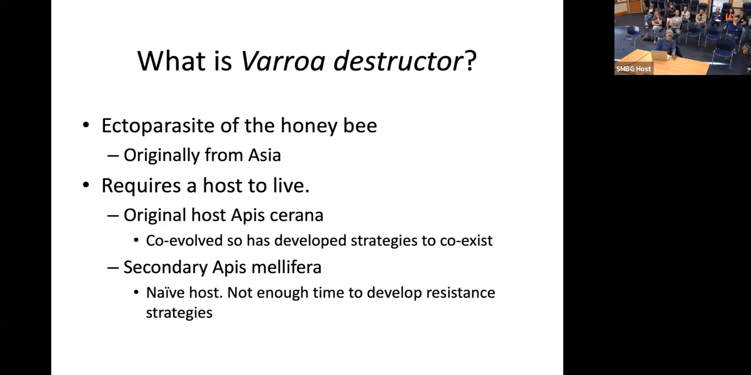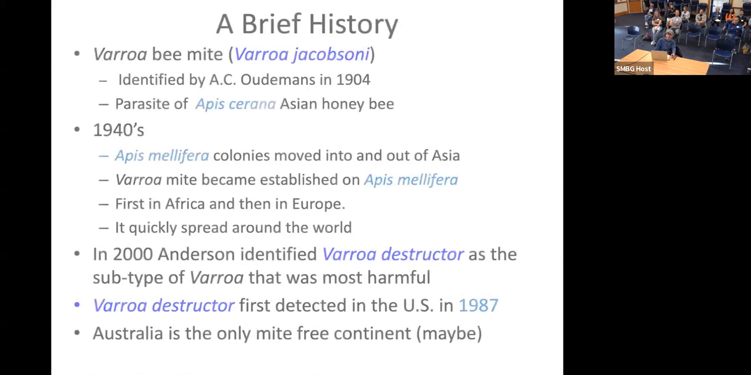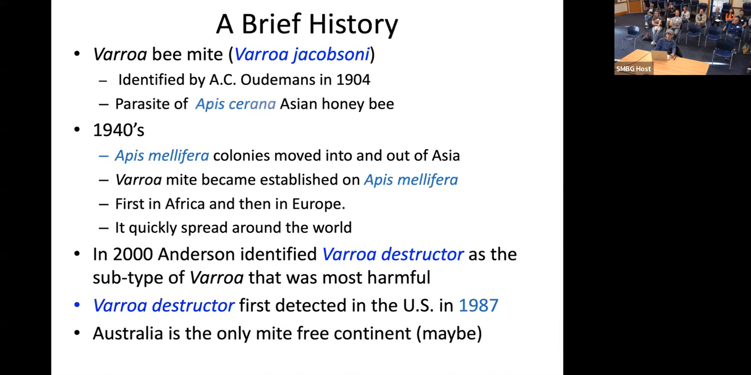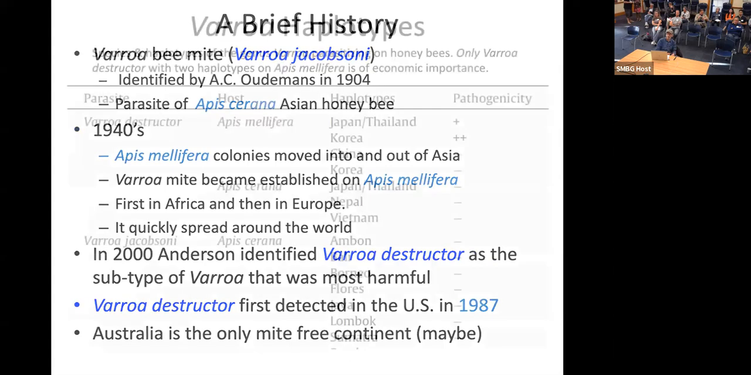The way that Apis mellifera came in contact was in the 1940s. The colonies from Europe were moved to the east, and there the Varroa encountered the Apis mellifera bee. It didn't co-evolve with Varroa, and so the Varroa went into those colonies and now has spread. All this other stuff is interesting, but it's going to eat up my 5 minutes.